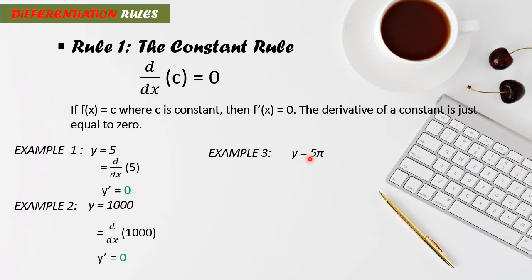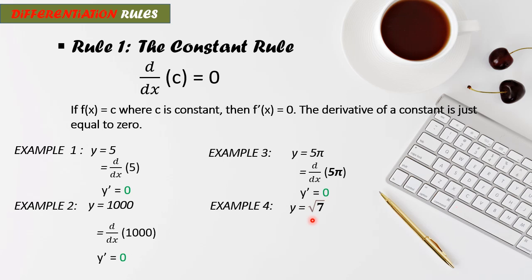Example number three, y is equal to 5 pi. 5 and pi. Is pi a variable or not? Pi is not a variable. Pi is a constant. Pi has a value of 3.14. Okay, so don't be confused with that. Pi is a constant. So the derivative of 5 pi, since both are constants, is just equal to 0.